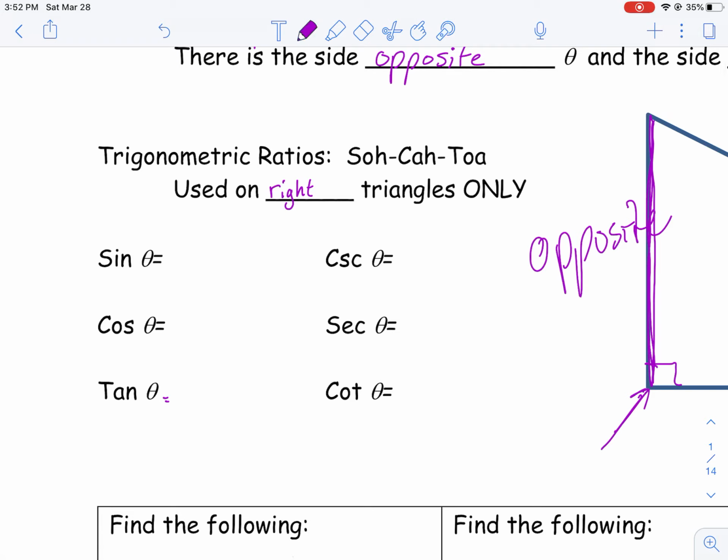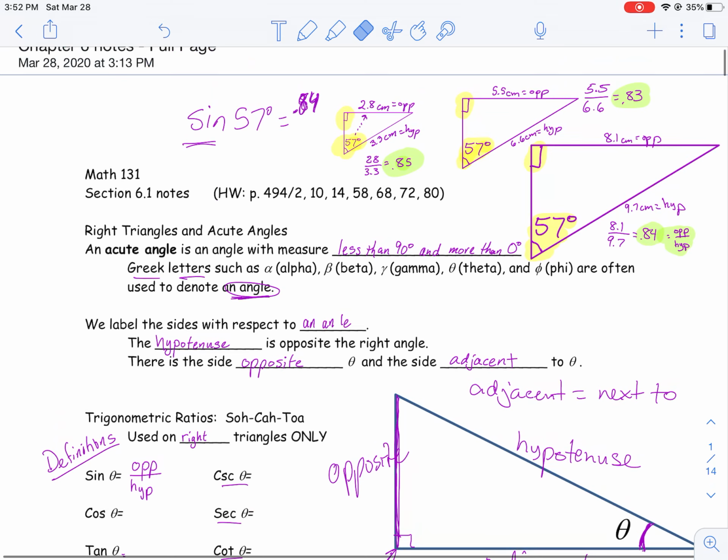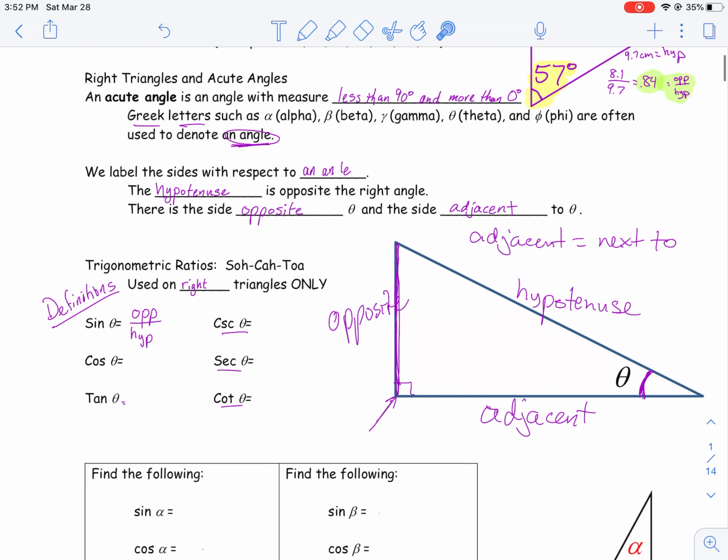So these are definitions here. We're going to work with three main ones and then three others that are connected to the main ones. And so again, this is just a definition. You're going to want to memorize this. Sine is the opposite over the hypotenuse. So that's what I did up here. We took the opposite side divided by the hypotenuse to get that ratio. The calculator also stores that. If you have a right triangle with a 57 degree angle, it stores that ratio in the calculator for you.